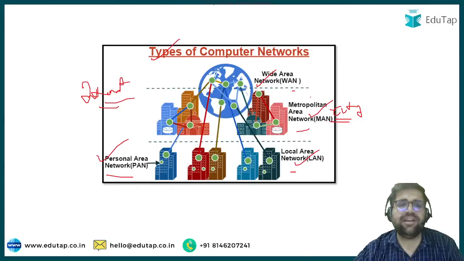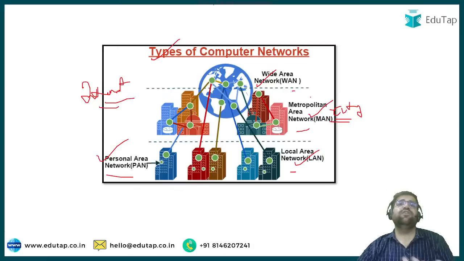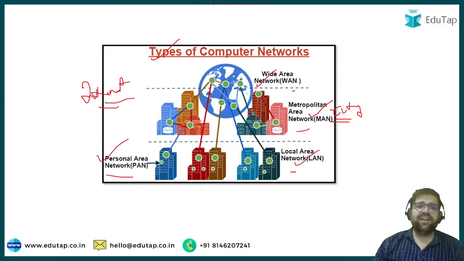All these different kinds of network are defined in terms of coverage. Personal area network will have the lowest coverage. After that, local will come. After that, metropolitan will come. And after that, wide area will come. Yes, internet is an example of wide area network.